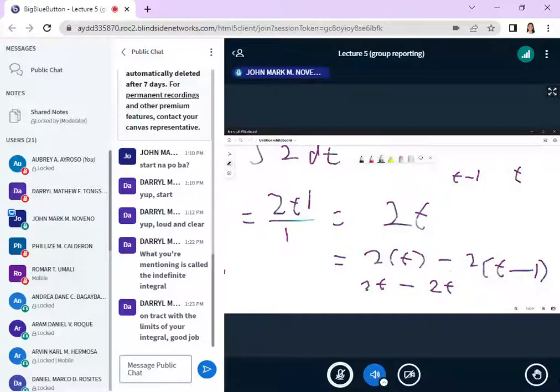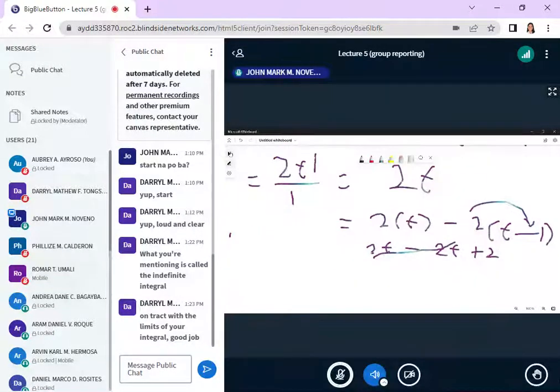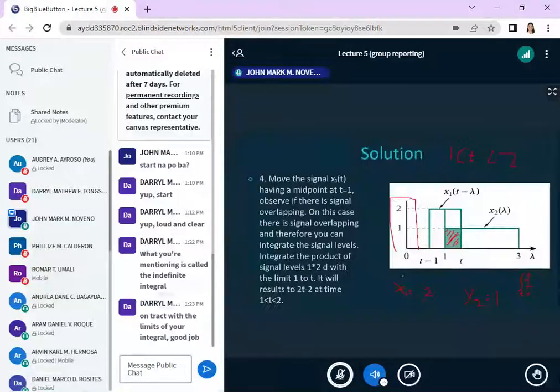Tapos, negative 2, distribute mo sa negative 1, magiging positive 2. Diba? So, titingnan nyo, 2t minus 2t, that is equivalent to 0. Ang matitira na lang sa atin ay positive 2 equals positive 2. So, balik tayo dun sa ating PowerPoint. So, ibig sabihin, at time is less than 2 but greater than 1, ang ating convolution result ay 2t minus 2. And bear in mind, yung ganun natin kanina, kasama natin siya sa ating piecewise function.